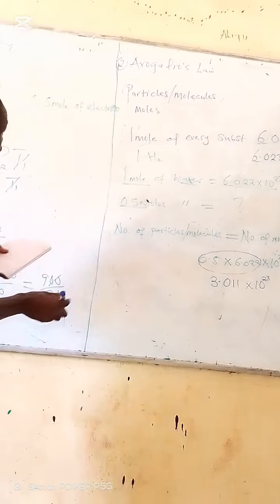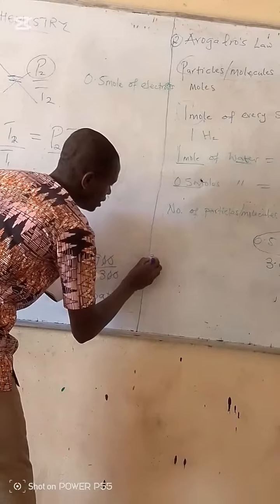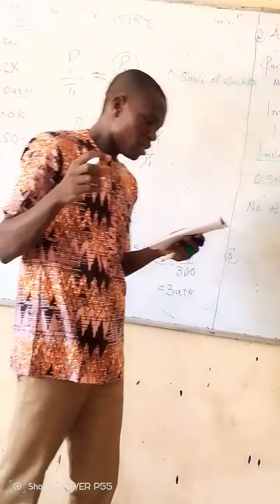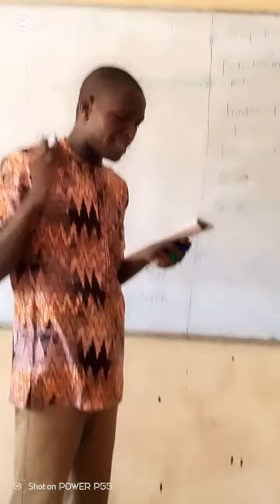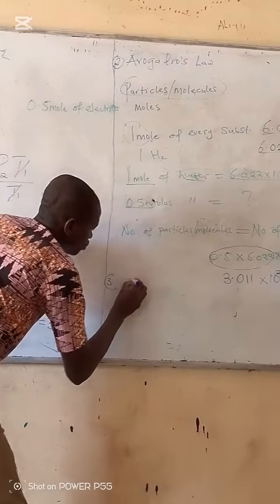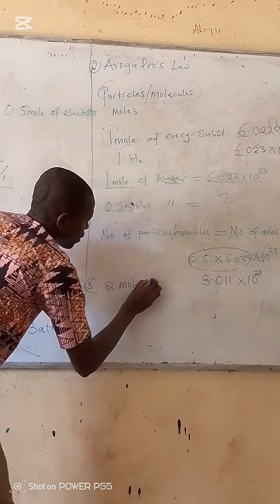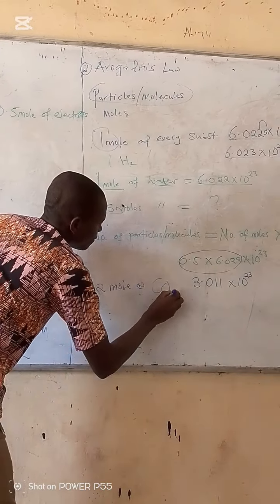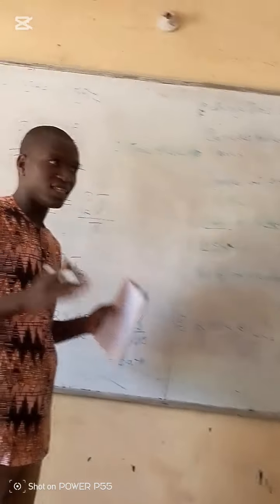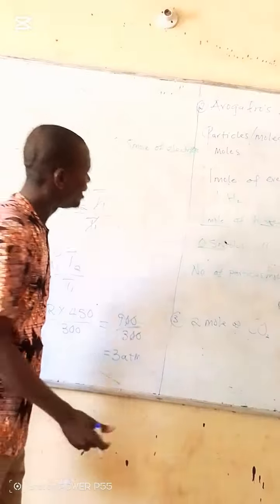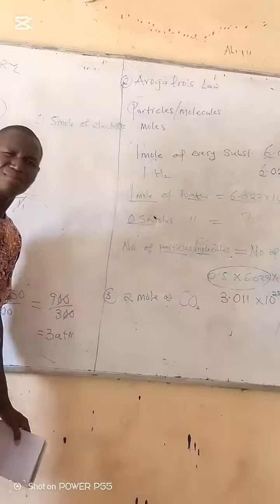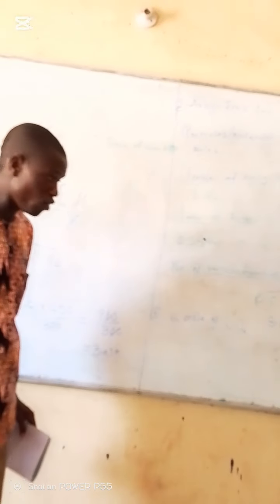Now let me solve the last one under yesterday so that we can quickly look at what we have today. Alright, the third question says, how many molecules are there in 2 moles of carbon dioxide? 2 moles of carbon dioxide contains how many molecules? Contains how many particles? Please don't forget, when we are talking about these particles, we are talking about molecules. They are the same thing. Don't be confused. I hope this is clear.